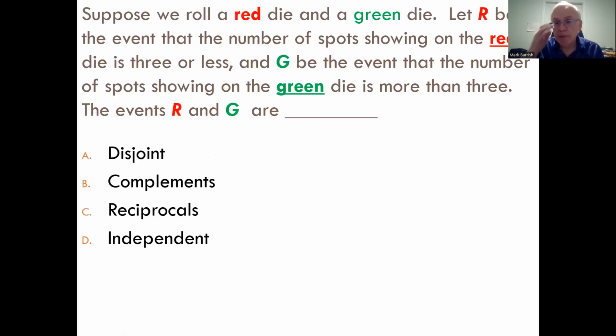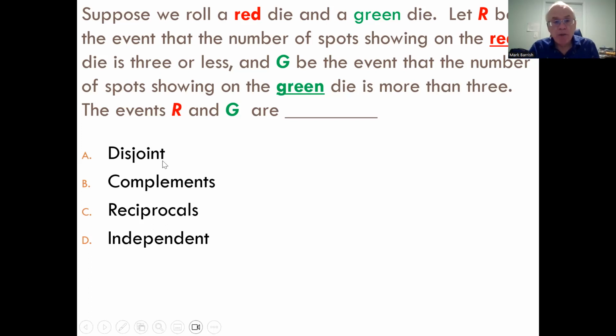This is something we did in class last time. We have a red die and a green die, and let R be the event that the number of spots showing on the red die when it's thrown is 3 or less, and G be the event that the number of spots showing on the green die is more than 3. The events R and G are... and the answer is independent.